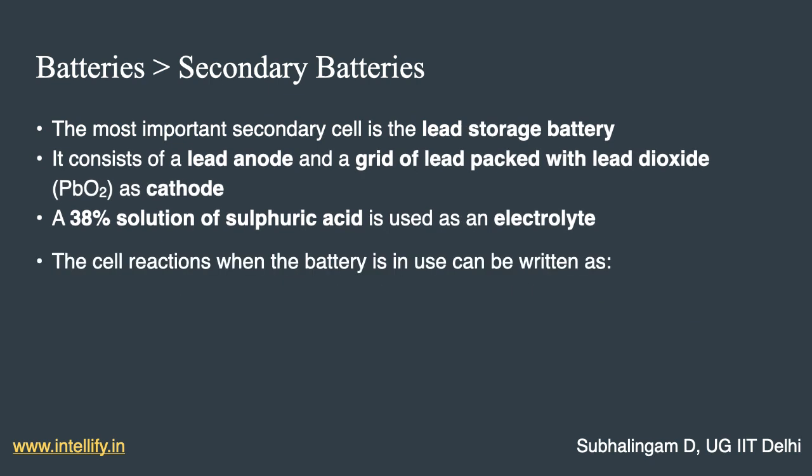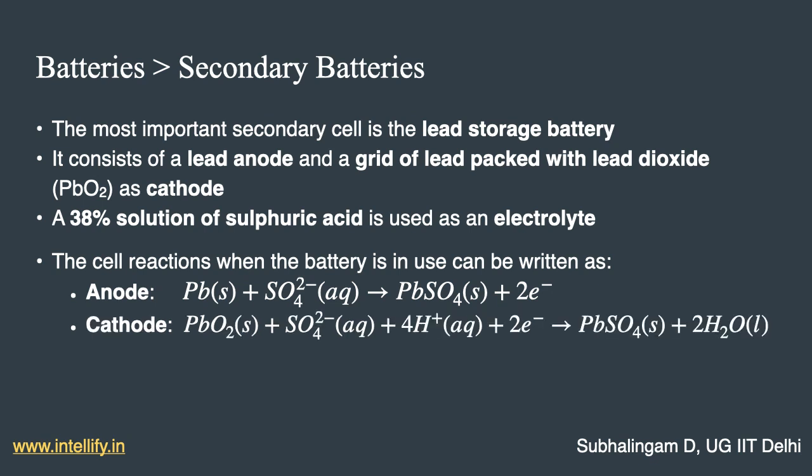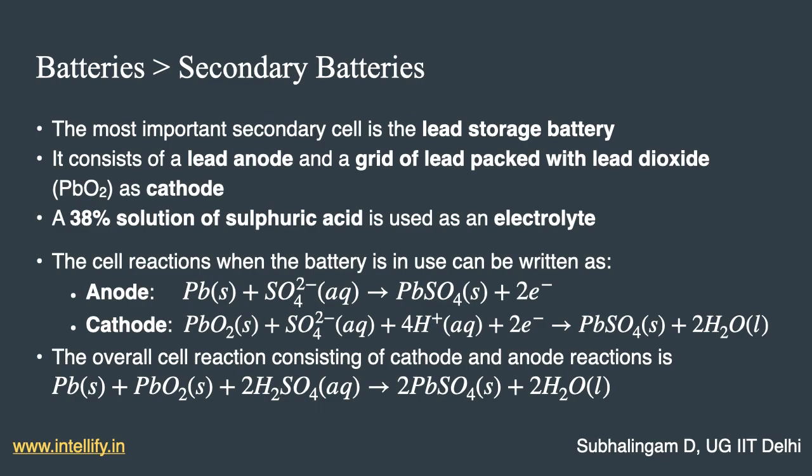The cell reaction when the battery is in use can be written as: at anode we have Pb plus SO4 2- giving PbSO4 plus 2 electrons. At cathode, PbO2 plus sulfate ion plus 4H+ plus 2 electrons give PbSO4 plus 2H2O. The overall cell reaction consisting of anode and cathode reactions is Pb plus PbO2 plus 2H2SO4 giving 2PbSO4 plus 2H2O. It's pretty simple again, right?